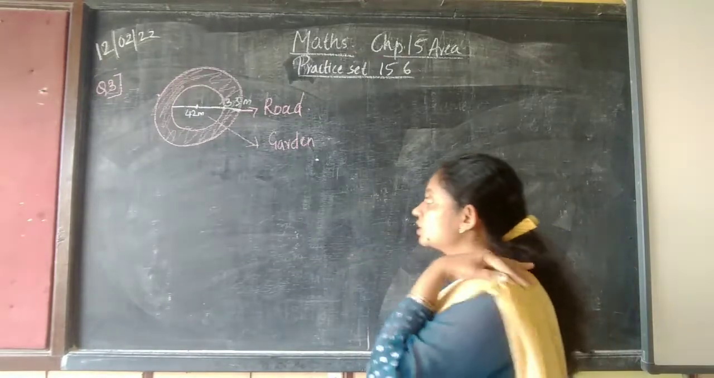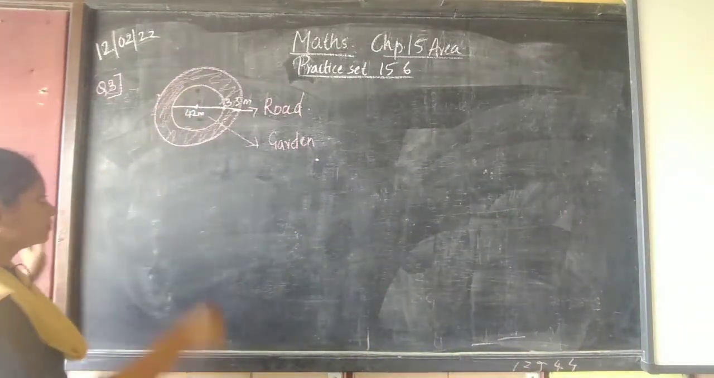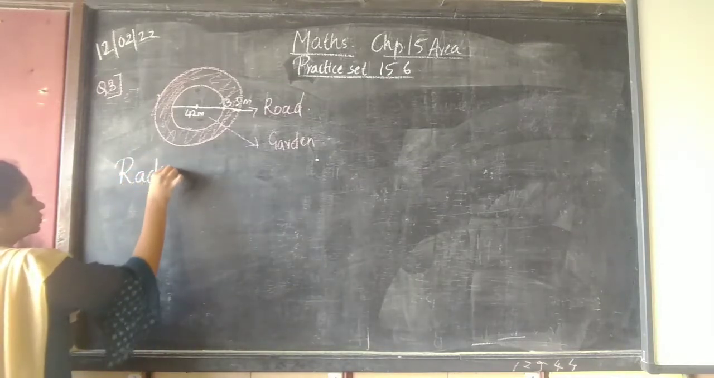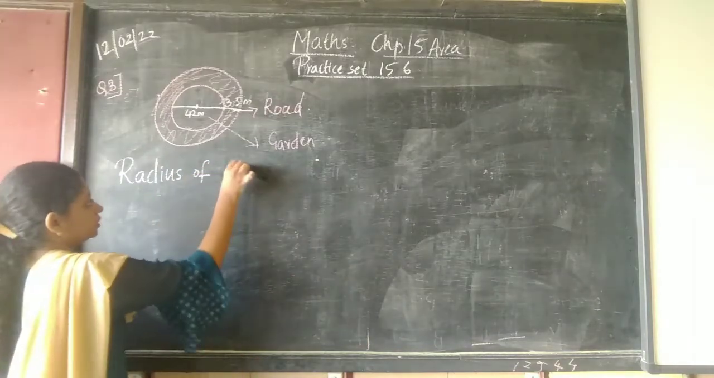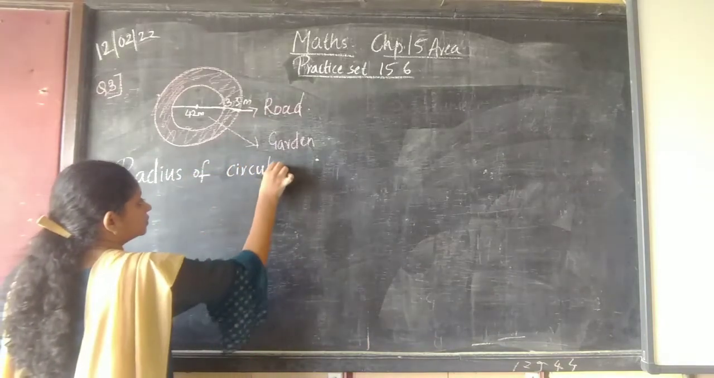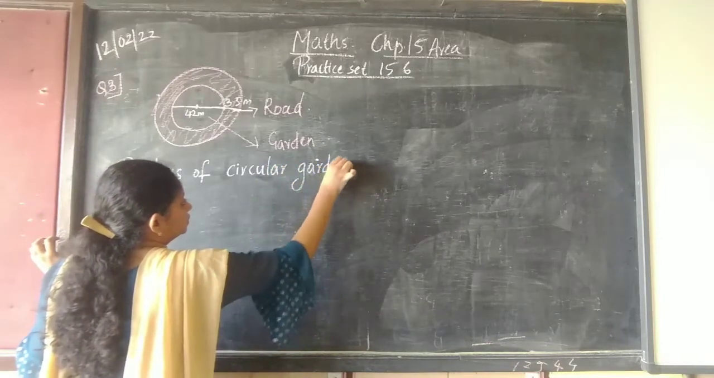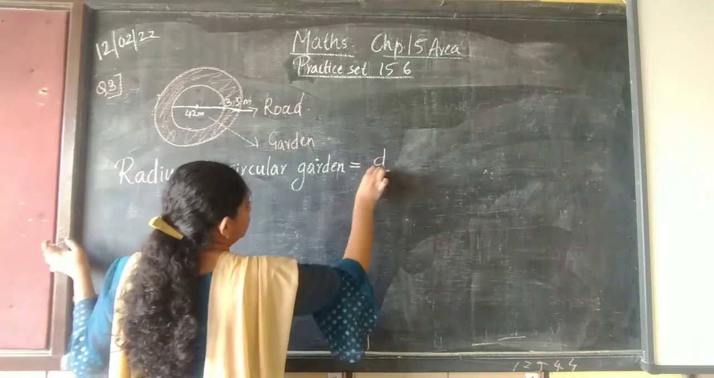Now first, what is given in this garden? How much will be the radius? Write down, radius of circular garden is equal to d upon 2.